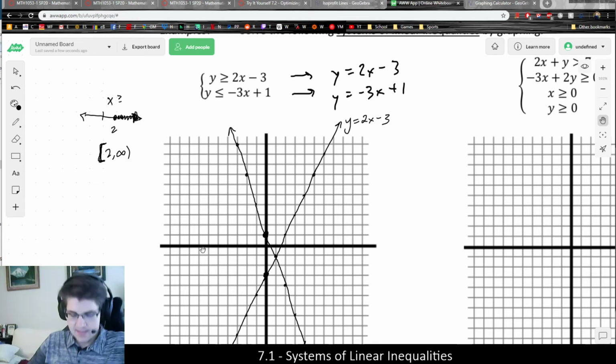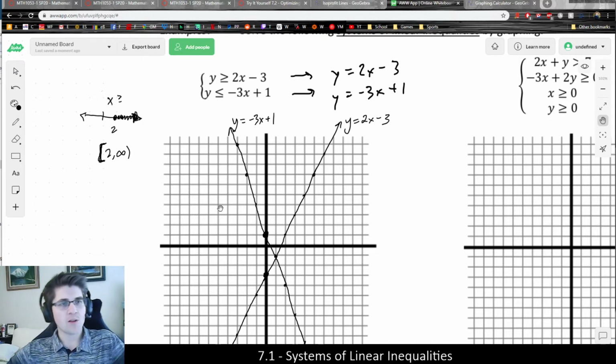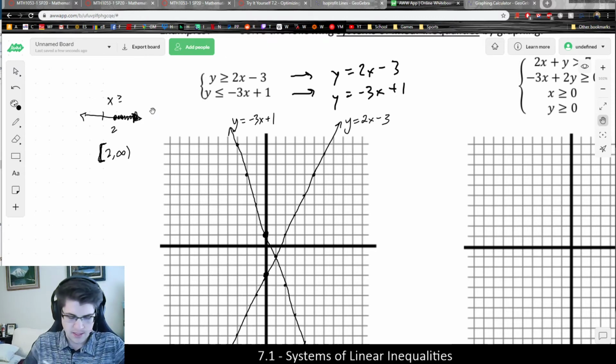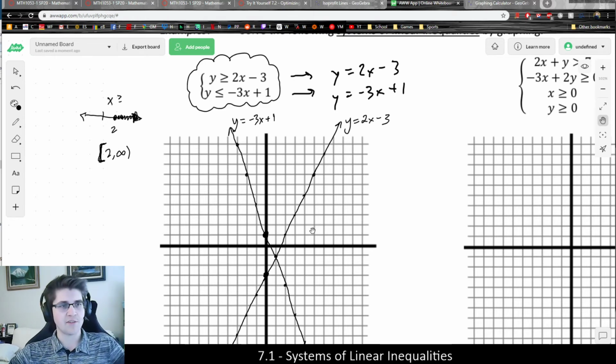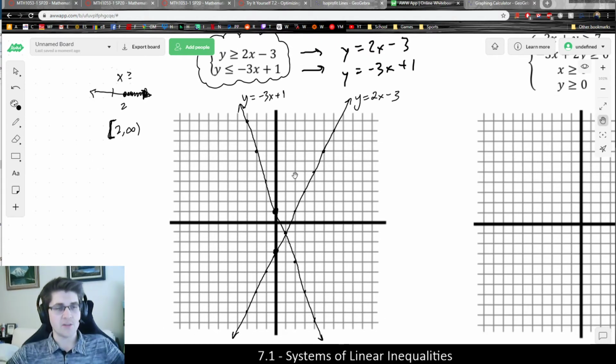And then looking at the second line, which is the line y is equal to negative 3x plus 1, we also want to know, well, that will also be shaded. Really what I'm trying to solve is this original system of inequalities, which is this one right here. So really, we basically ignore the inequalities to graph the lines, but then there are shaded regions as well.